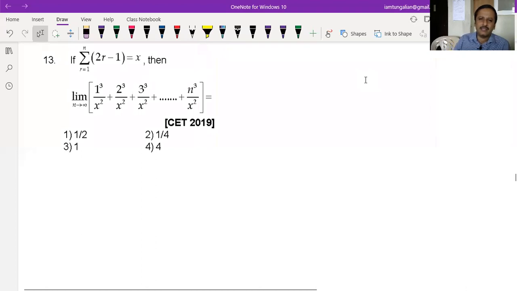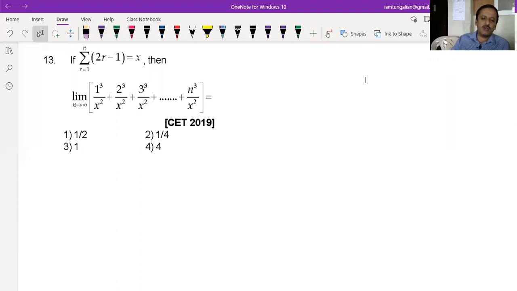Next, 13th question. If summation r from 1 to n of 2r minus 1 is equal to x, then limit n tends to infinity of 1 cube by x square, 2 cube by x square, 3 cube by x square, etc., up to n cube by x square is equal to.